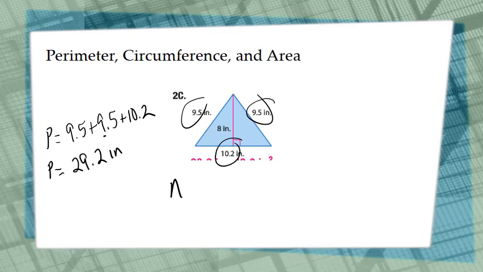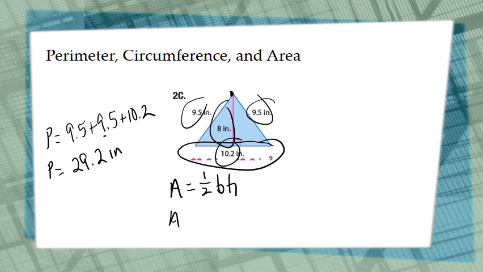Now, area is equal to 1/2 the base times the height. And here, this 10.2 inches is my base, and I see my height given here as 8 inches, from the base up to this vertex right here. And so all I'm going to do is just plug this in. So we got area equals 1/2 times the base, which is 10.2, times the height, which is 8. And I think I will get my calculator out on this one.